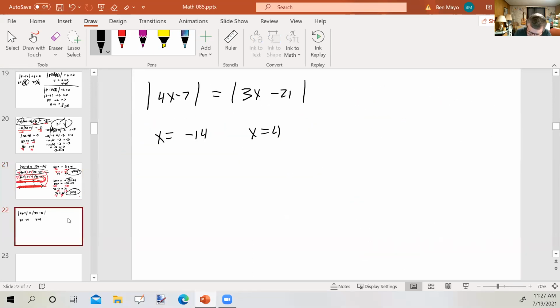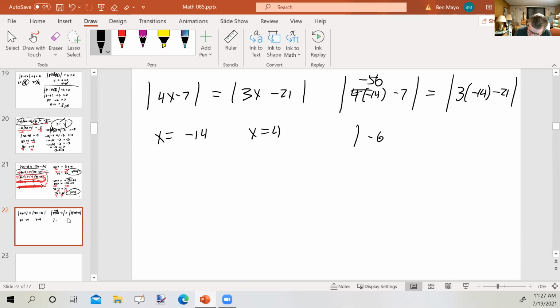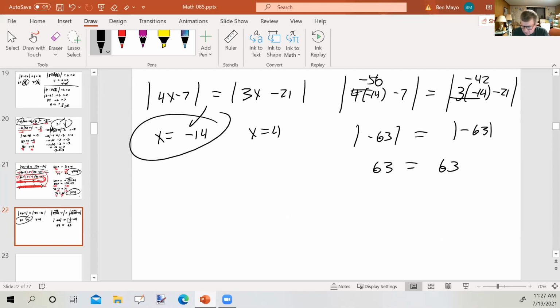Okay, if x is negative 14, we get the absolute value of 4 times negative 14 minus 7 equals the absolute value of 3 times negative 14 minus 21. 4 times negative 14 is negative 56. Negative 56 minus 7 would be negative 63. The absolute value of negative 63 is 63. 3 times negative 14 is negative 42. Negative 42 minus 21 is negative 63. The absolute value of negative 63 is 63. So that solution checks. Let's take the x equals 4 and try it.